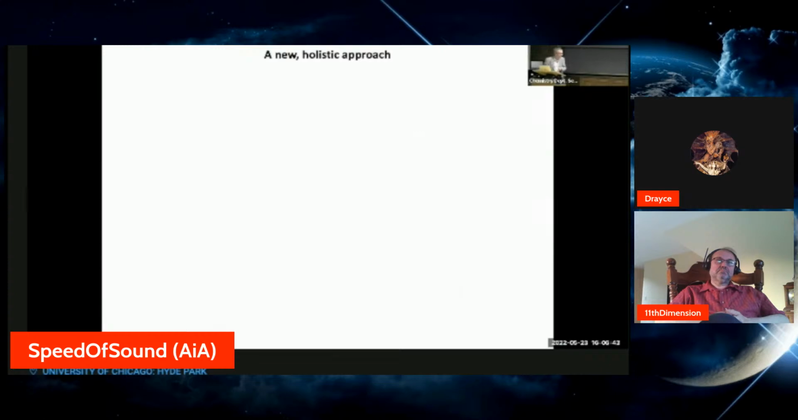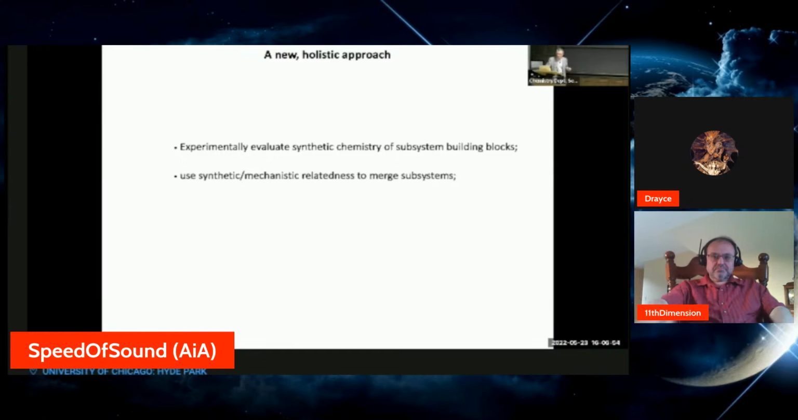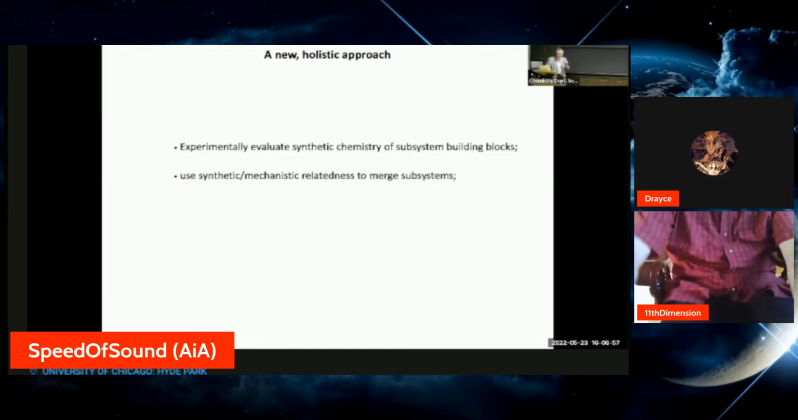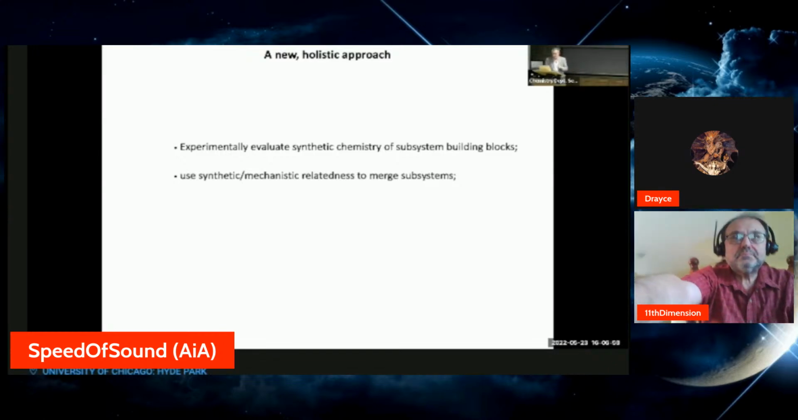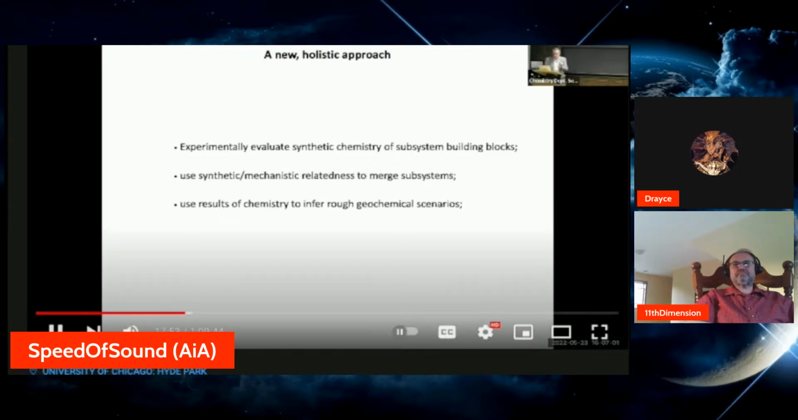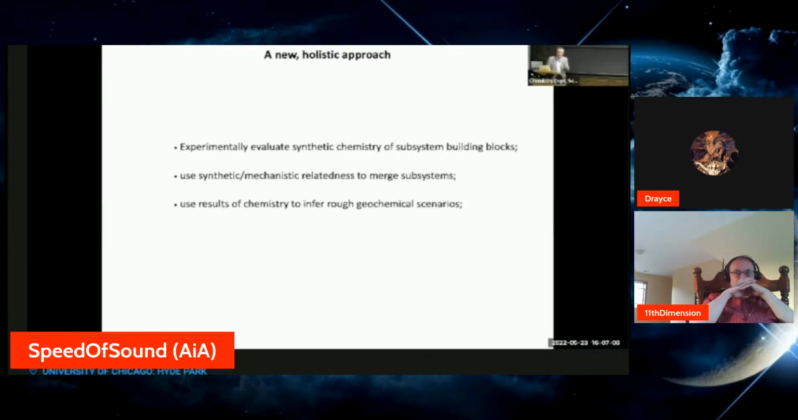And so we decided to take a more holistic approach. We would simply use organic synthetic chemistry to experimentally evaluate the assembly chemistry of the various subsystems. We would look to see if there was anything in the synthesis or the mechanism that related those different subsystems. We would use the results of the chemistry to start to infer something about the geochemistry. So, for example, if we found that we needed ultraviolet light, not just in one reaction, but in many reactions, that would rule out a deep sea scenario.